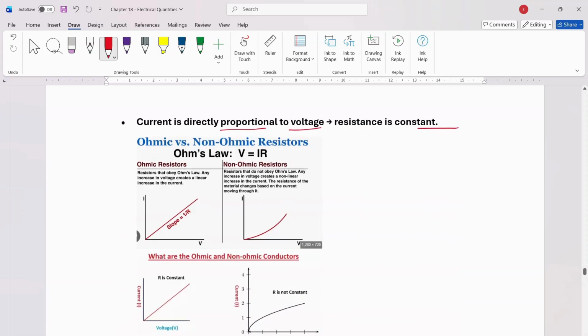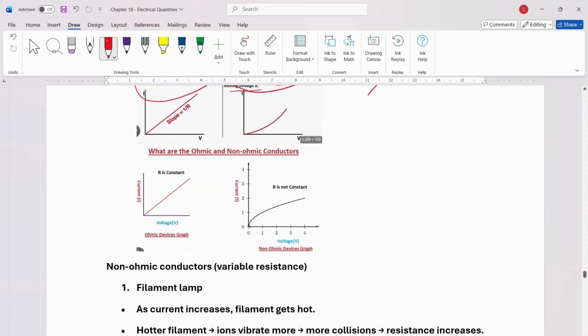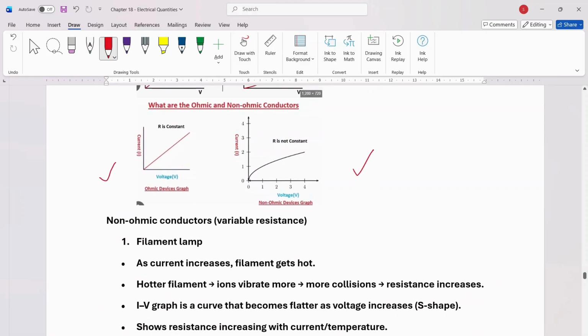Ohmic resistors and non-ohmic resistors. Ohmic resistors obey Ohm's law. Any increase in voltage creates a linear increase in the current. Non-ohmic resistors do not obey Ohm's law. Any increase in voltage creates a non-linear increase in current. The resistance of the material changes based on the current moving through it. What are ohmic and non-ohmic resistors? This is another example shown in the diagram.